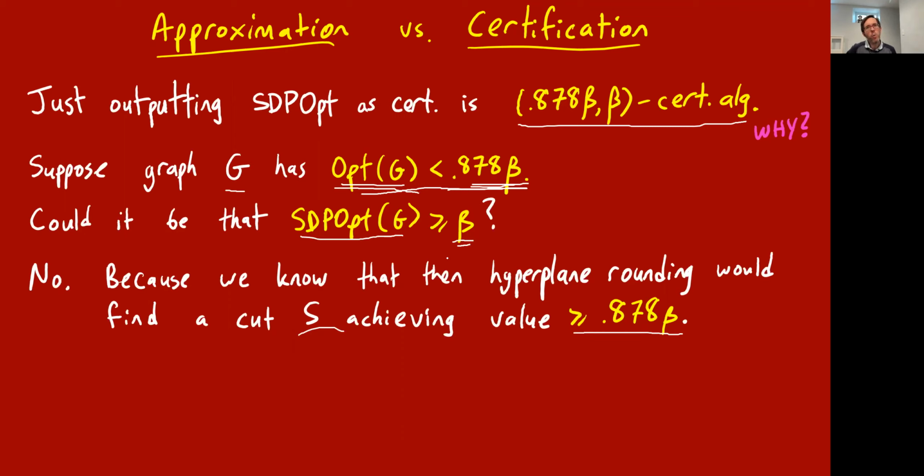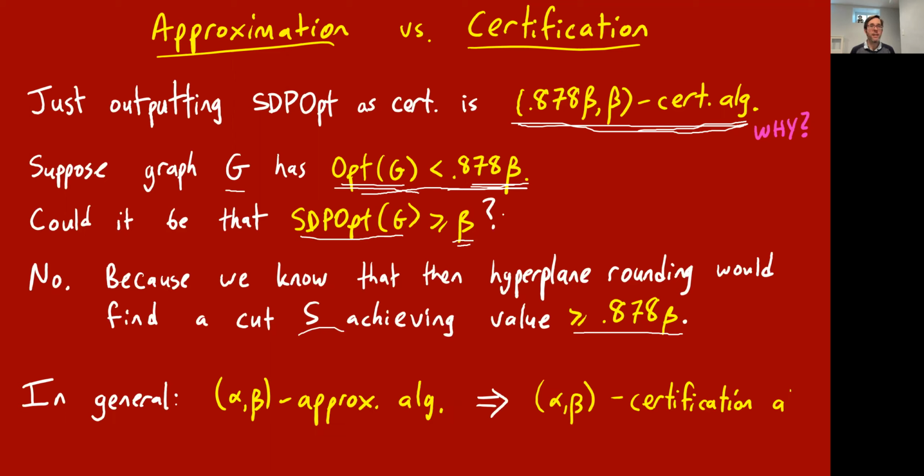So probably you wouldn't know this fact about the algorithm that just outputs the SDP value unless you figured out this hyperplane rounding stuff. But nevertheless, this is the case. And in general, this same phenomenon always holds, and you can check for yourself that this is true in general. Whenever you have an alpha beta approximation algorithm, it's also an alpha comma beta certification algorithm. Good. So the one thing I'm trying to conclude here is that the approximation task is at least as hard as the certification task.